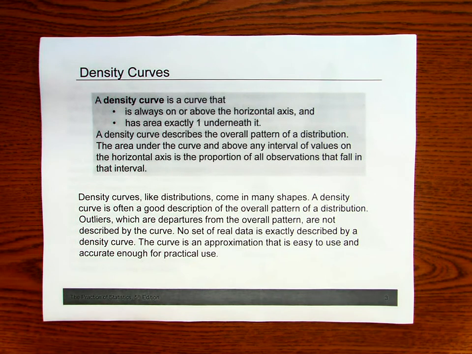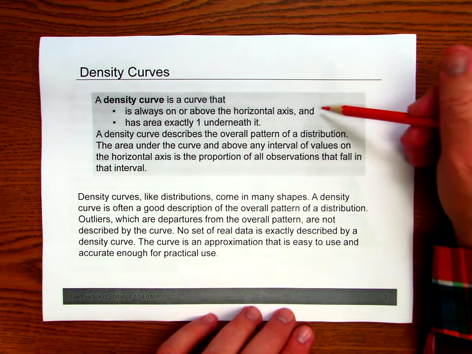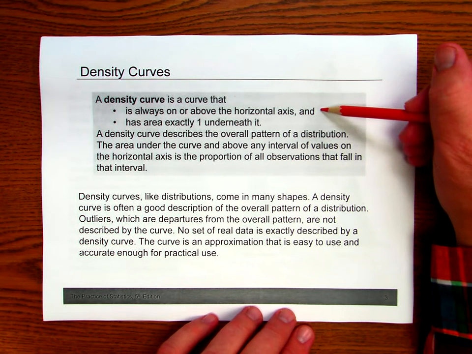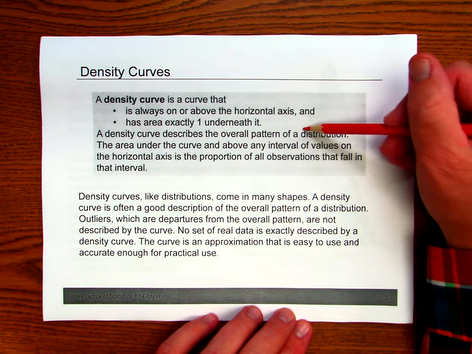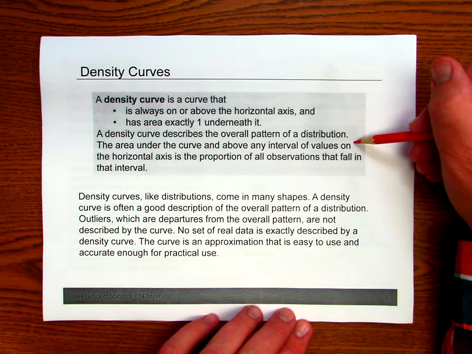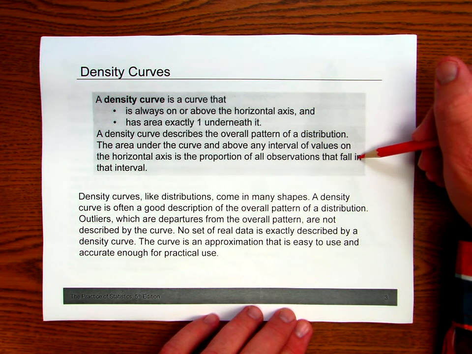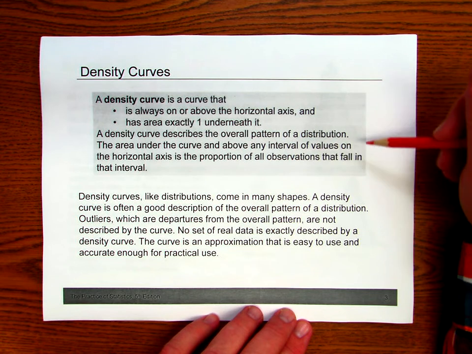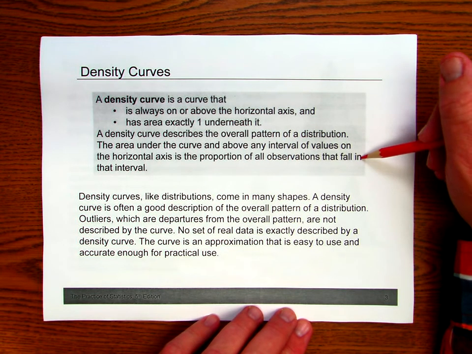All right, so the general category we're talking about here is a density curve. A density curve is a curve that is always on or above the horizontal axis, or the x-axis traditionally, and has an area of exactly 1 underneath it. A density curve describes the overall pattern of a distribution. The area under the curve and above any interval of values on the horizontal axis is the proportion of all observations that fall in that interval. So that area under the curve, that's going to be kind of a big deal. That's what's going to be driving our thought process through a lot of these problems.